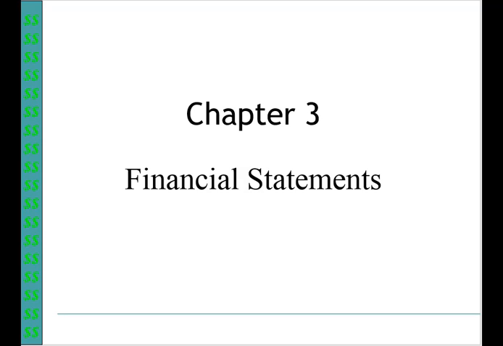In this chapter, I want to introduce financial statements. The first thing we'll look at is we'll talk a little bit about personal financial statements, but then we'll also get into some basic descriptions of the financial statements from a corporate point of view, or a business point of view at least.